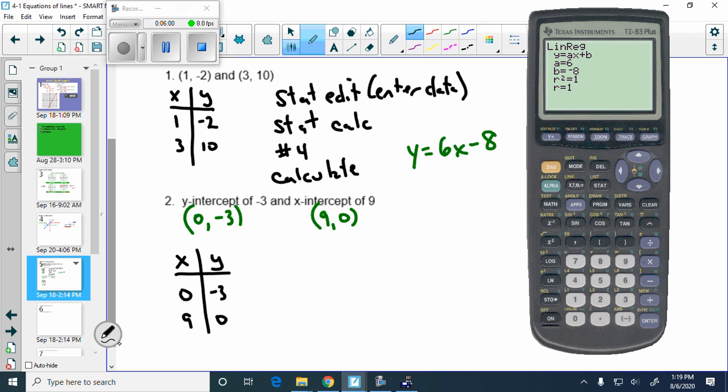And I'm going to use the same steps that I did up here. So Stat, hit Enter on Edit, enter this data. I can just type over it if I want, 0 and 9, or I could clear it out first, -3 and 0. Notice I'm entering this table exactly like that here. Now, Stat Calc, and it's number 4. Hit enter, and I get this equation. I can see this, and I've got a good idea. This is a fraction. So it's y = 1/3 x - 3. There's the -3 right here.